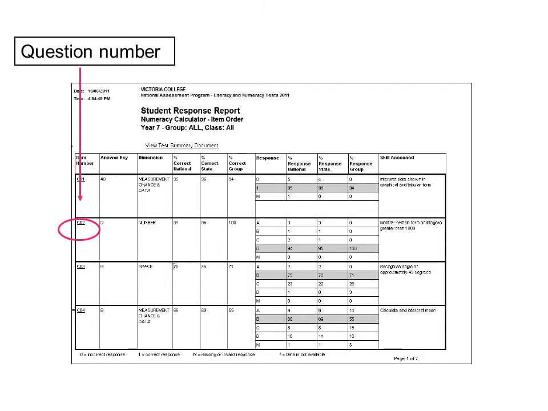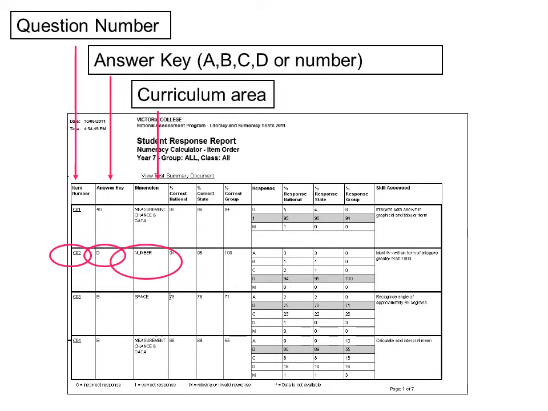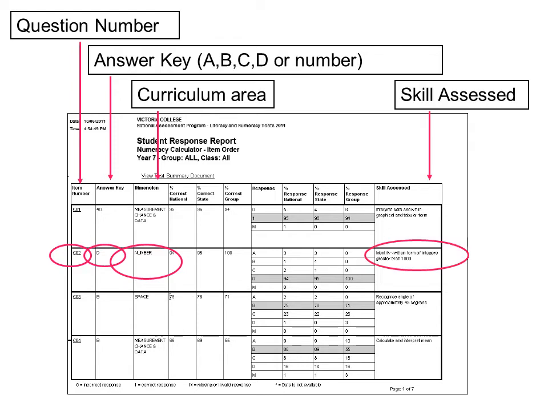and when we start to look at its components, the first column gives you the number of the particular question that's being looked at. The second column indicates what the correct answer was for that item. The third indicates the curriculum area that's being addressed. And then over on the other side there'll be a short description of the particular skill being assessed.